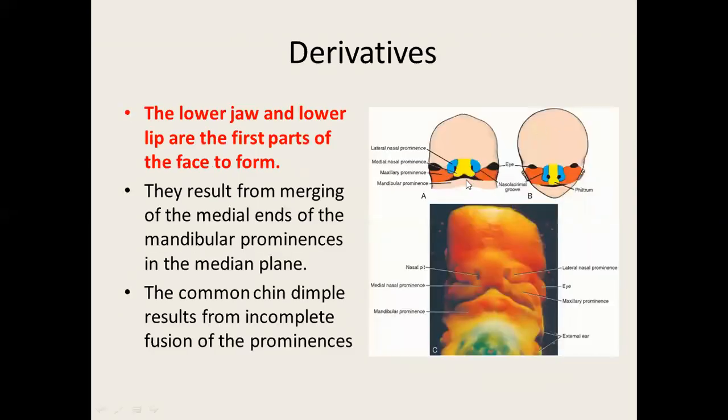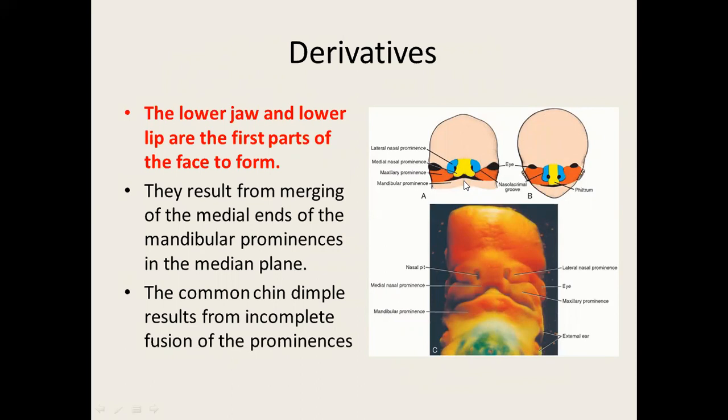The first one is the mandibular prominence. This one is the mandibular prominence. Its derivatives are the lower jaw and the lower lip. Since it is derived from the first pharyngeal arch, this is the first prominence to appear. When these two mandibular prominences approach each other in the midline, they fuse, and thus form the lower jaw and the lower lip.